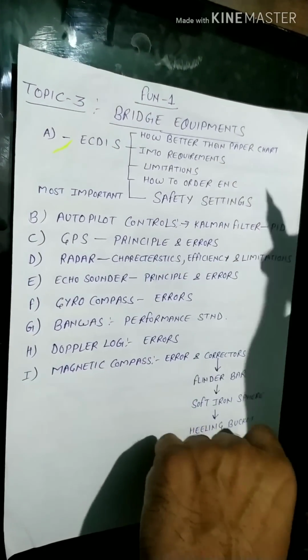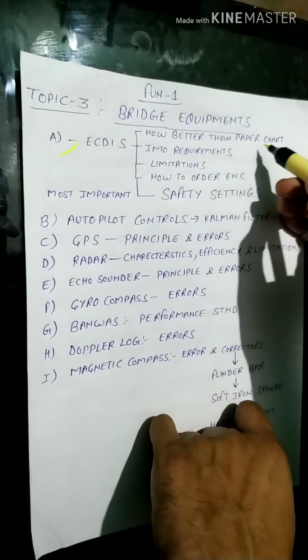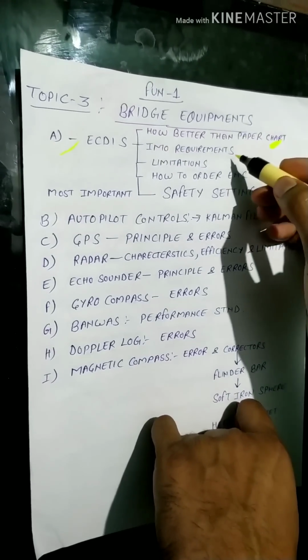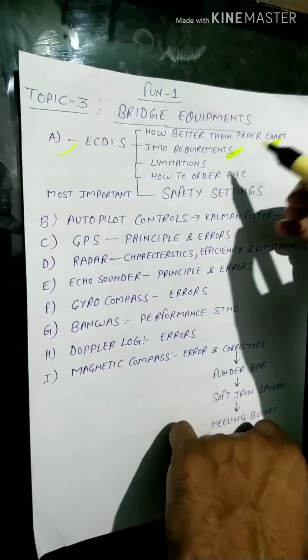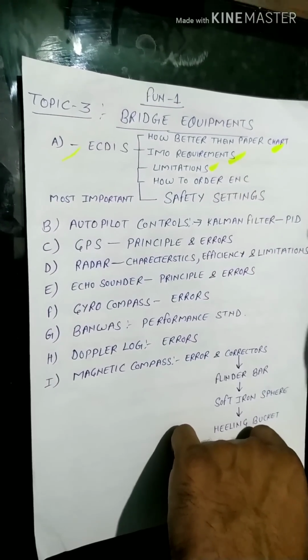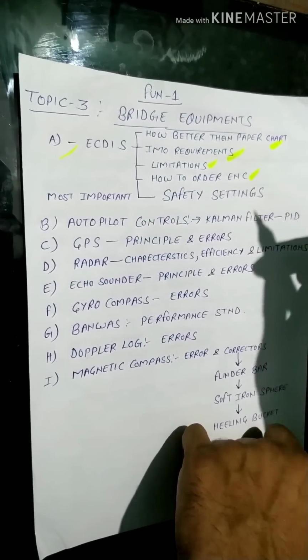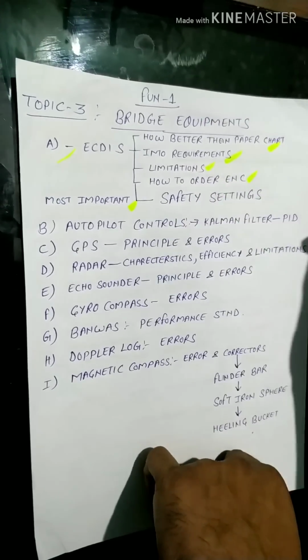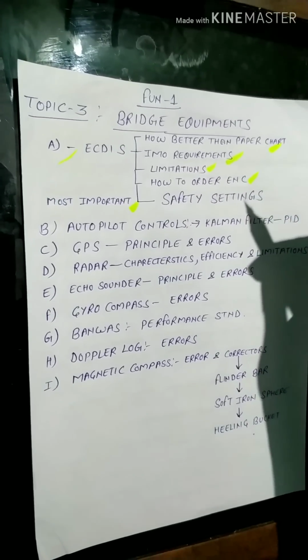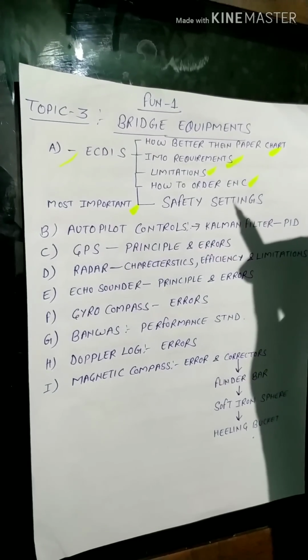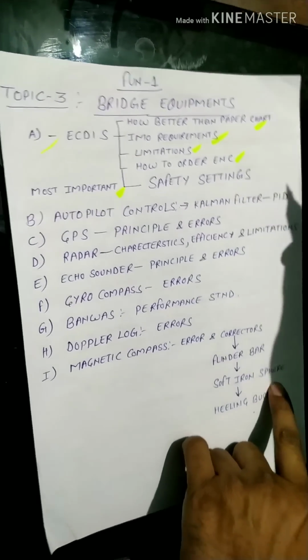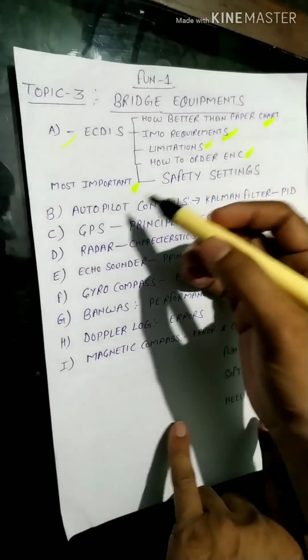In ECDIS you have to study how it is better than the paper chart, the IMO requirements of the ECDIS, limitation of the ECDIS, how to order ENC, and the most important is safety setting of the ECDIS. Every surveyor will ask regarding ECDIS, so you have to prepare well for ECDIS.